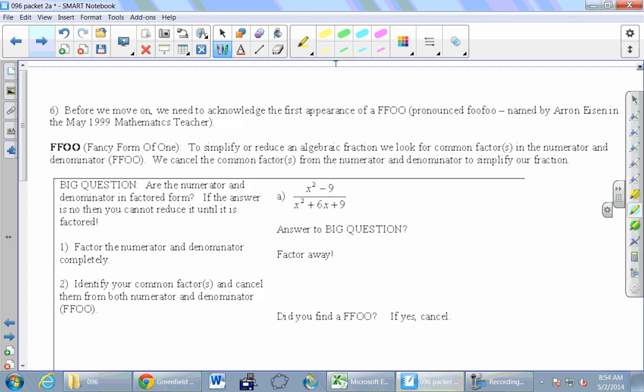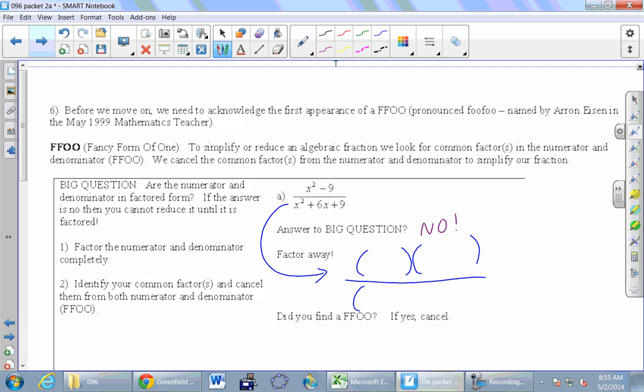So if the answer is no, if they're not in factored form, you cannot reduce until it is factored. So step 1 is always going to be factor the numerator and denominator completely, separately from each other. So let's factor. So answer to the big question, are they both factored? No. So that means we're going to factor everything. So this guy becomes... I'm just going to get my shell up here.